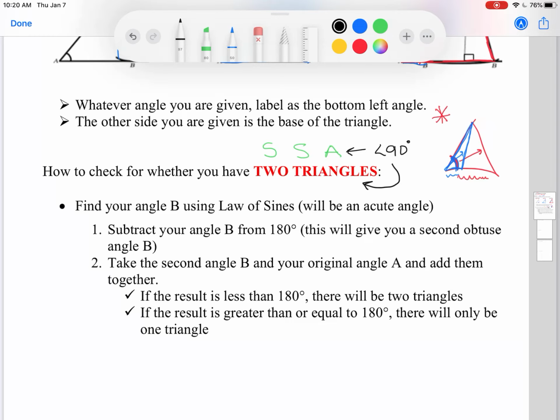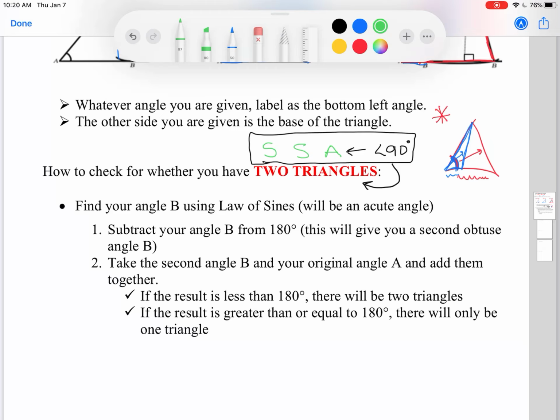So on your test, on your homework, anything like that, first of all, the directions will be clear. They're going to tell you, is this one triangle, two triangles, or none? So that will tell you when you need to check. Otherwise, if it doesn't explicitly tell you when to check, you are going to look for these two things. Are you given two sides and an angle? And if you are, is that angle less than 90 degrees? And if so, we need to go in and check for two triangles. All right.